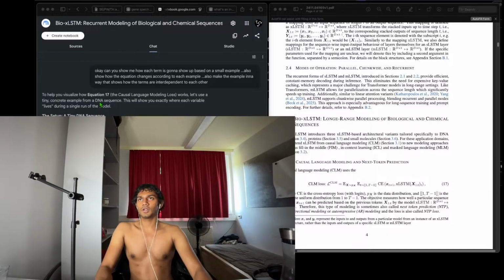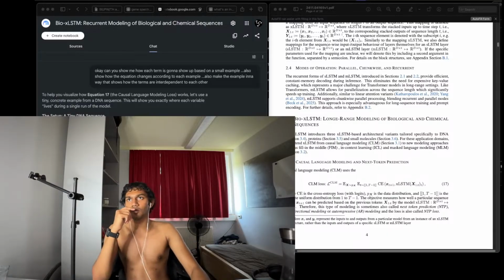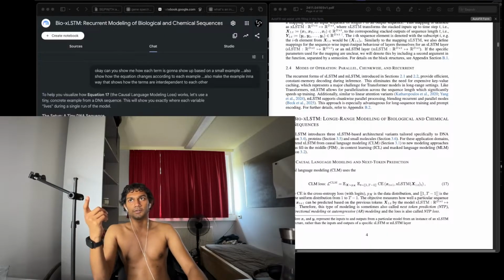To help you visualize how equation 17 works, let's use a tiny concrete example from a DNA sequence. This will show you exactly where each variable lives. The data set: imagine your entire genome is just 3 sequences. Our specific sequence, we pick 1. Sequence length, 4 tokens. What the model has read so far. Truth, what the model is supposed to guess next.